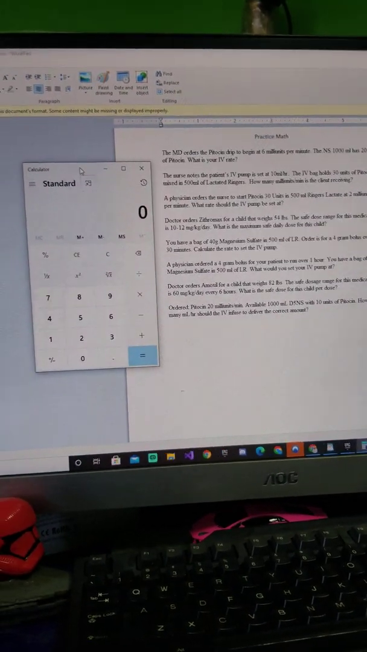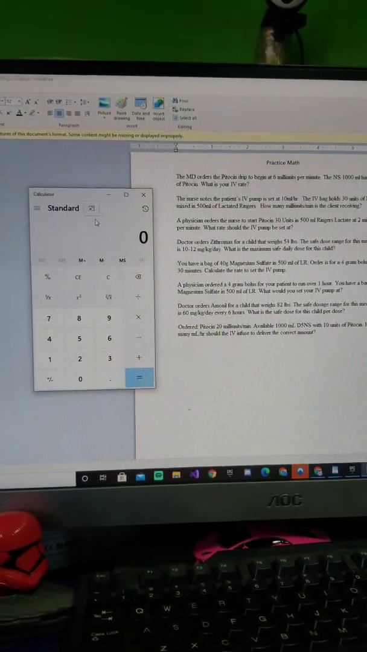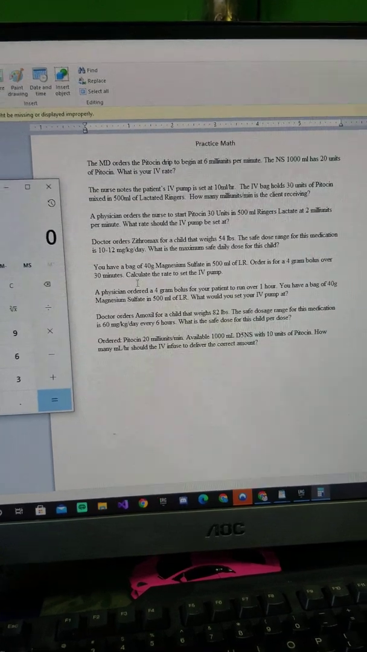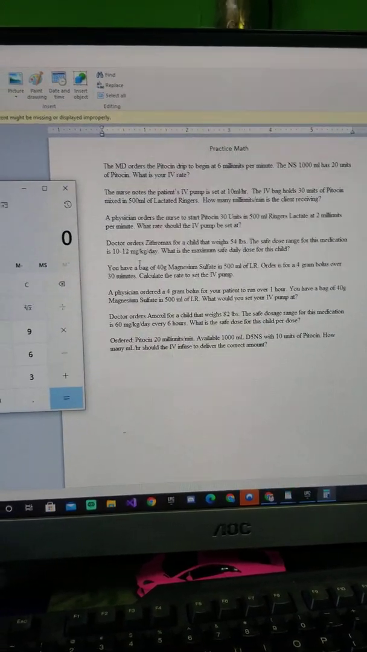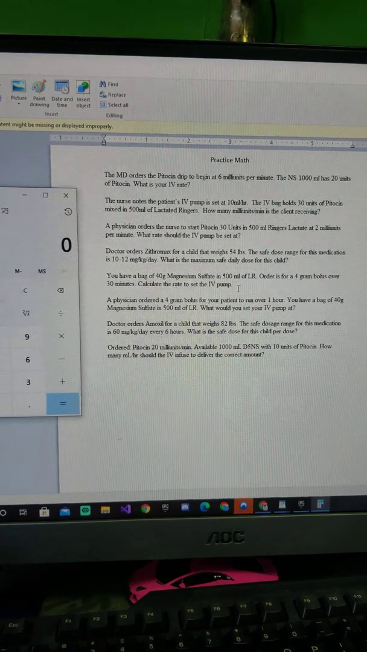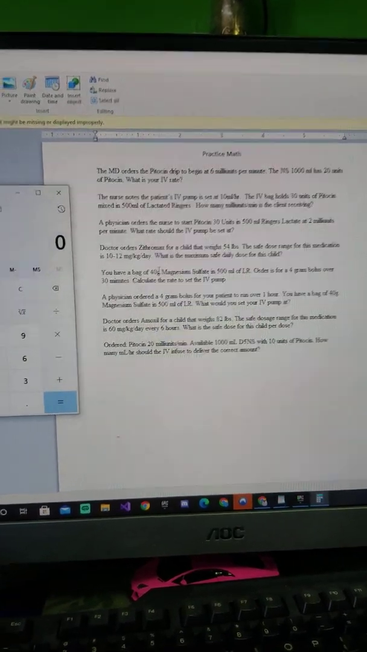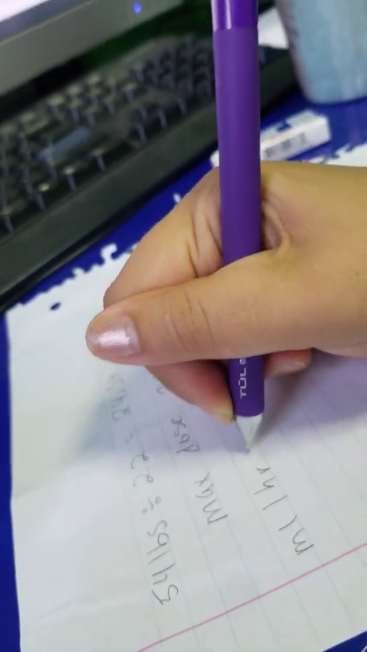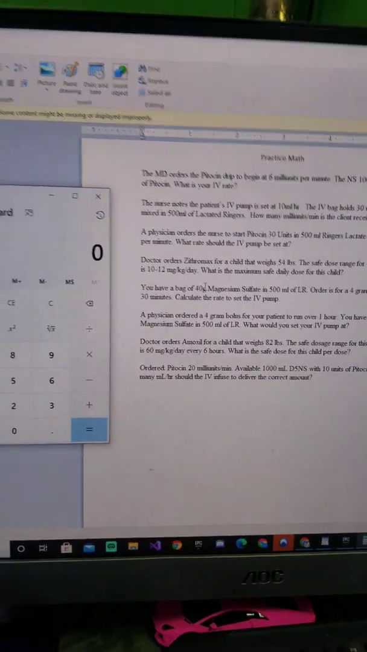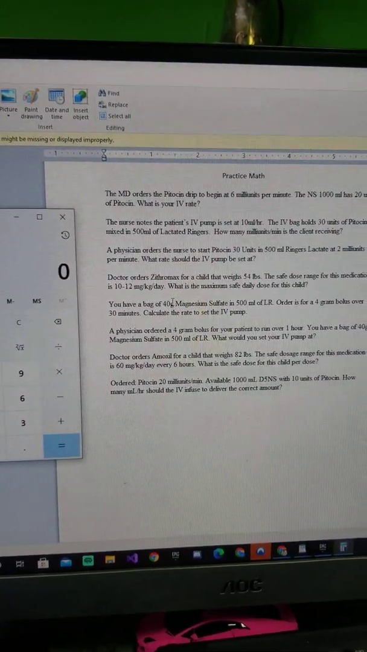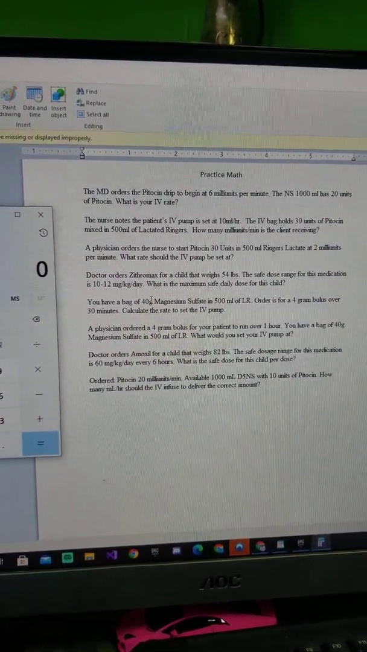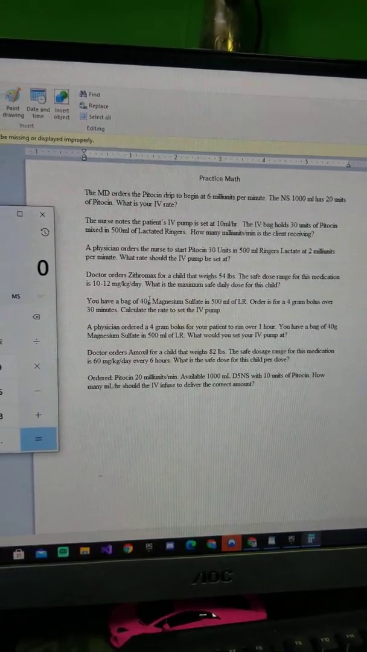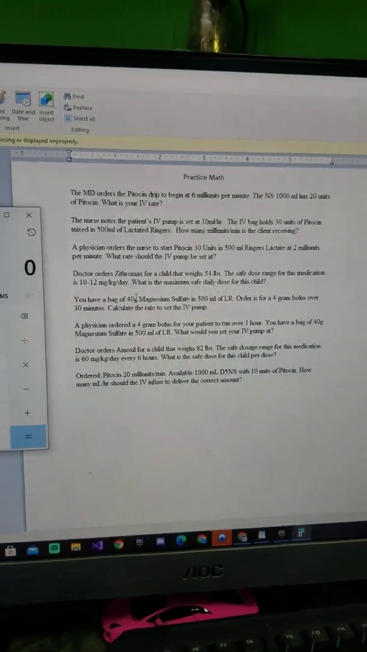And then the next one, let's see if we got another one. I don't know if you're struggling with these ones, but I know a girl in class was with the magnesium sulfate ones. So you're going to do milliliters per hour like you do with the Pitocin. Set up your equation with milliliters per hour first equals. You have a bag of 40 grams of magnesium sulfate and 500 milliliters of LR. Order is for a 4 gram bolus over 30 minutes. Calculate the rate to set the IV.